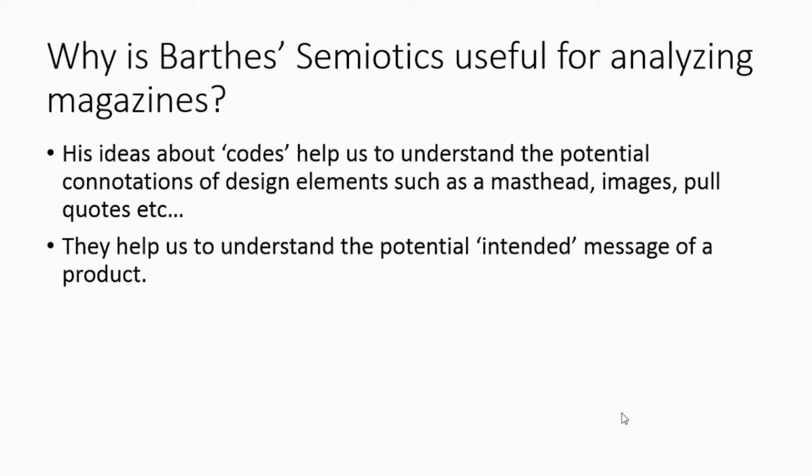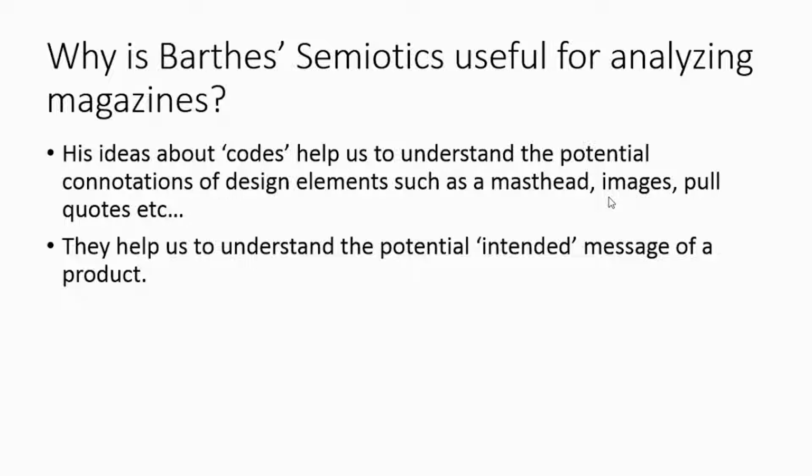So I've given you some points here. So his ideas about codes in general help us to understand the potential connotations of design elements, such as the masthead, the images, pull quotes. So for example, his semantic codes ideas help us to understand why something might be a particular color, why it might be a particular size. This idea might help us to understand why Huck is called Huck. It might help us to understand the representations in the image of the lady on the front from Charlie's Angels, why those images, why that outfit, why that direct address to the audience. So his ideas about codes, as part of his theory, do help us to understand what things might connote.